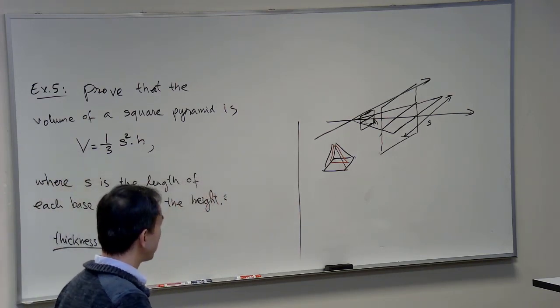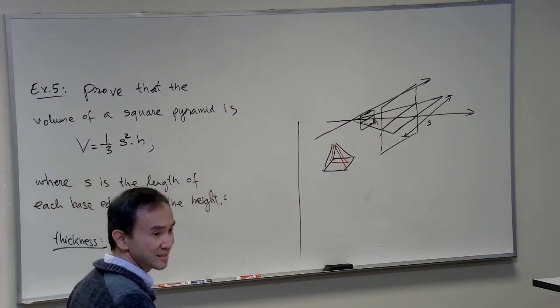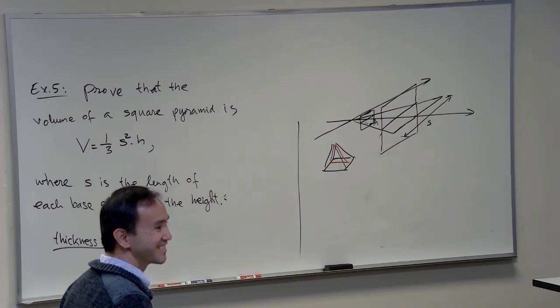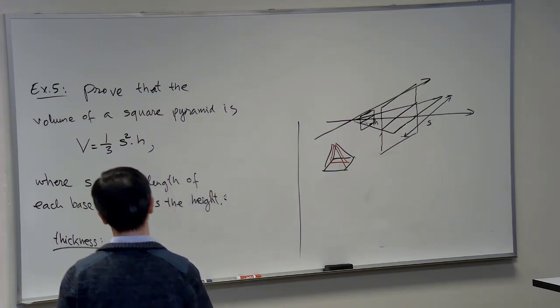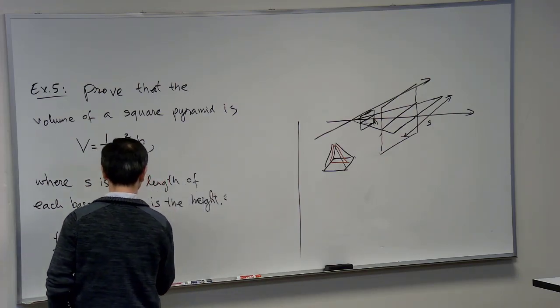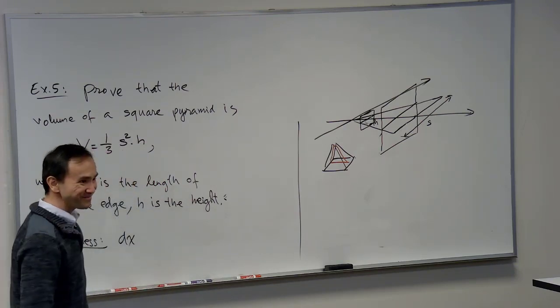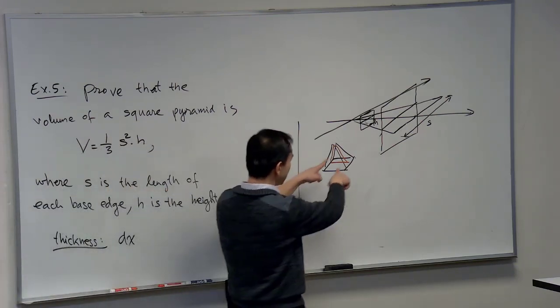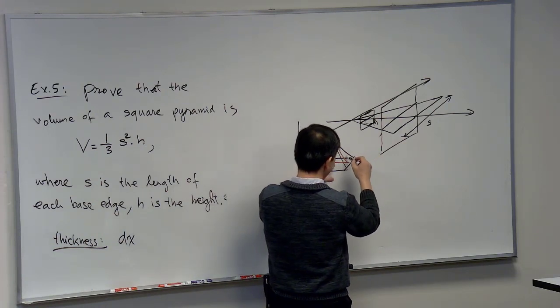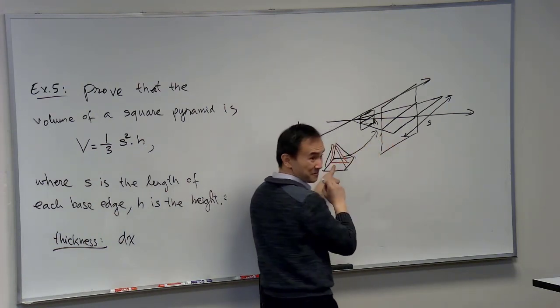Still, those stripes are perpendicular to the x-axis? Yeah, I agree. So the thickness is dx again. Good. And now let's look right at the base. See, that red triangle I'm drawing in my actual pyramid is this version of the base, right?